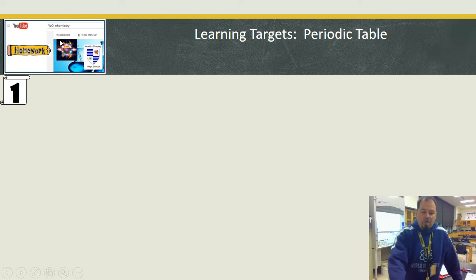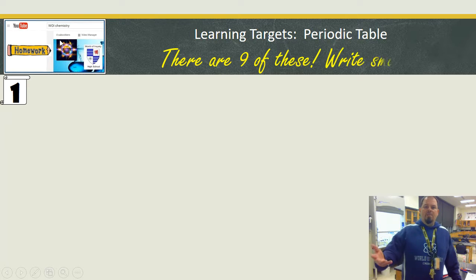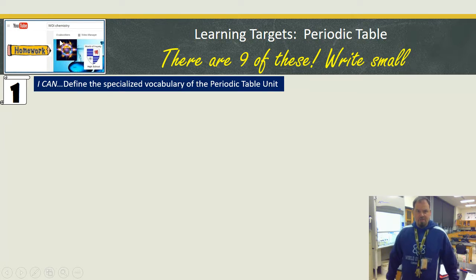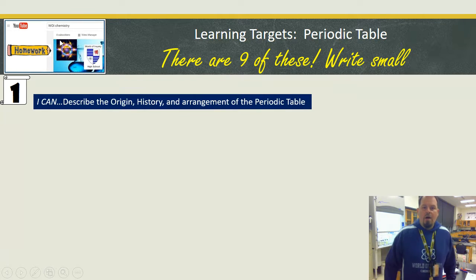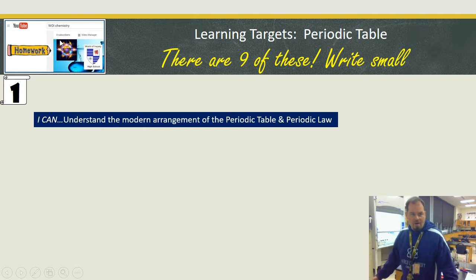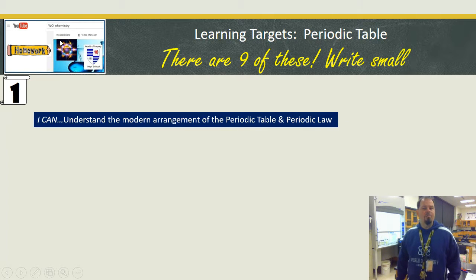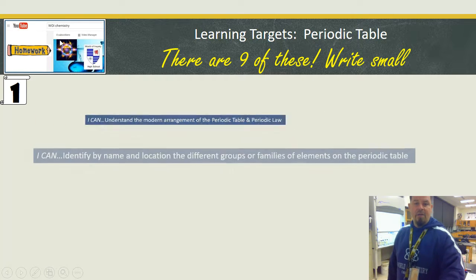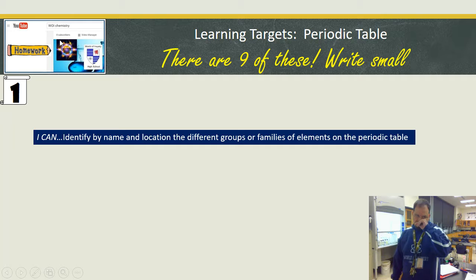Okay, so learning targets, there's a few of these, some like 9, so make sure you can fit them all in. First one, of course, is vocabulary. You need to be able to do the vocabulary for the periodic table unit. This is a vocab heavy unit. Sorry about your luck. Then we're going to learn a little bit about the history, the first periodic table, and where we are now. Then understand the modern arrangement of the periodic table based on protons now instead of mass, and this periodic law thing that happens.